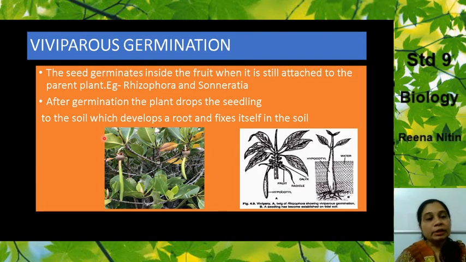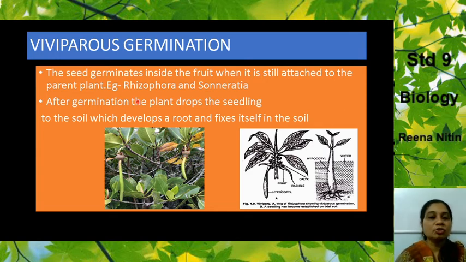Now we come to another type of germination. It is a little different from the other types. It is known as viviparous germination. Now what happens in viviparous germination is the seed germinates within the fruit. You can see the fruit here. The seed has already germinated inside the fruit when it is attached to the parent plant. It is only when it is attached to the main plant that the seed is germinating inside the fruit.